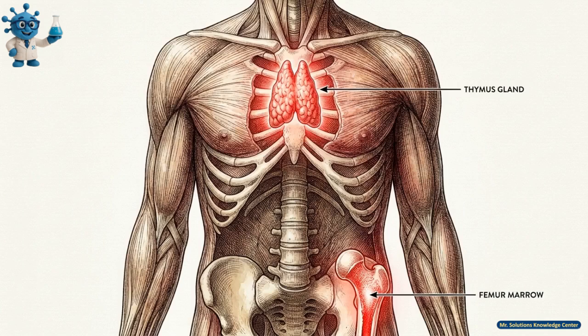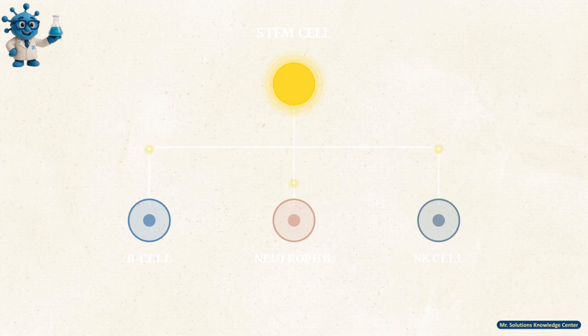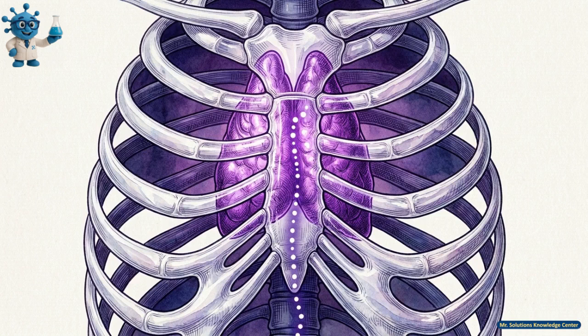Before mounting a defense, immune cells must be manufactured and trained within the primary lymphoid organs. The bone marrow produces all blood cells from hematopoietic stem cells. It serves as the critical maturation site for B lymphocytes and key innate defenders like neutrophils and natural killer cells. The thymus is located behind the sternum. It is the exclusive site for T-cell maturation.